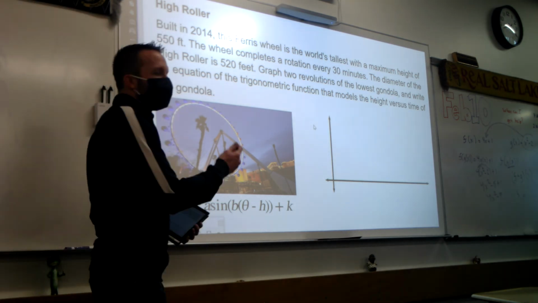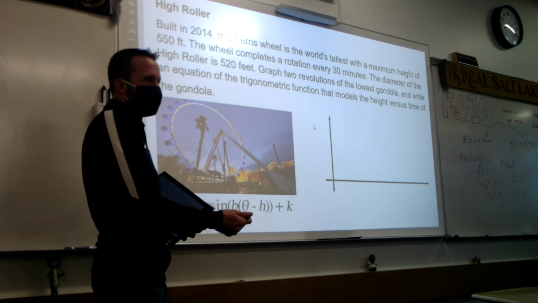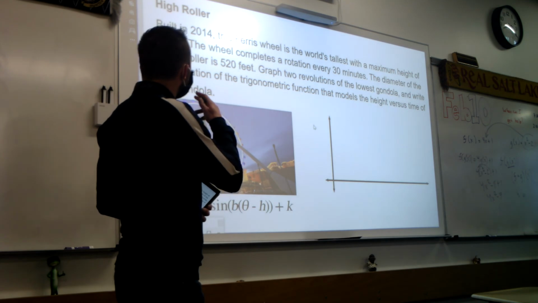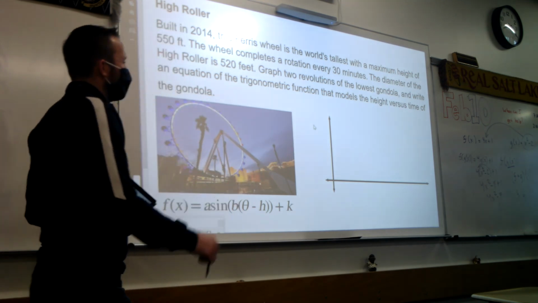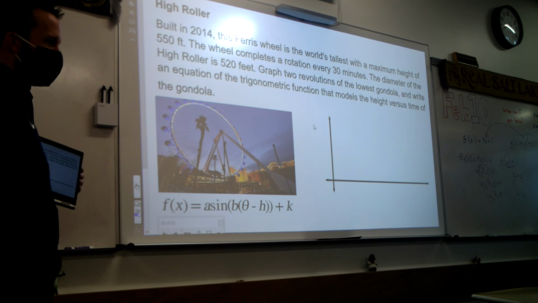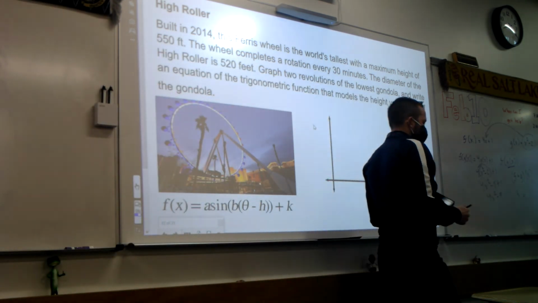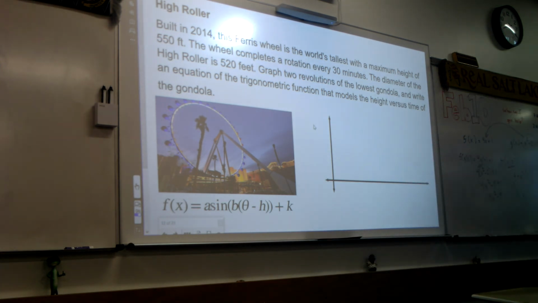Yeah, we switched from meters to feet. The other one was 135 meters, and now we switched to feet. 550 feet is higher than 135 meters, so that's going to be a little bit different. Here's what I want you to do: label where the highest point is and where the lowest point is. See if you can gather the data from this. And then see if you can figure out where the new midline is going to be.